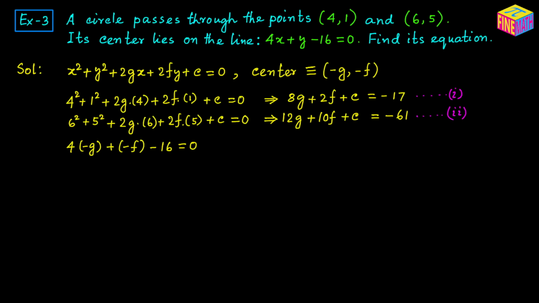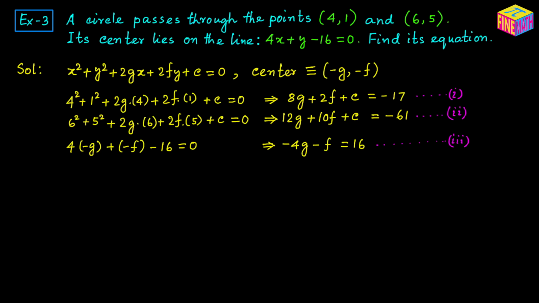So the equation looks like this: 4 times negative g plus negative f minus 16 is equal to 0. And if we simplify this, we are going to get negative 4g minus f is equal to 16. And let's call it equation number 3. Now we have to solve these 3 equations to find the value of g, f and c.